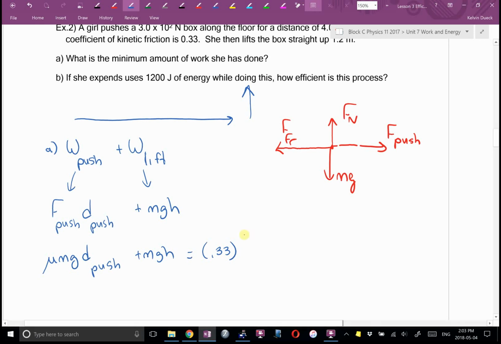Oh, I like that. What's the distance that we pushed? Plus? Do I know mgh? Do I know m? Say no. Oh, but do I know mg? What was that?